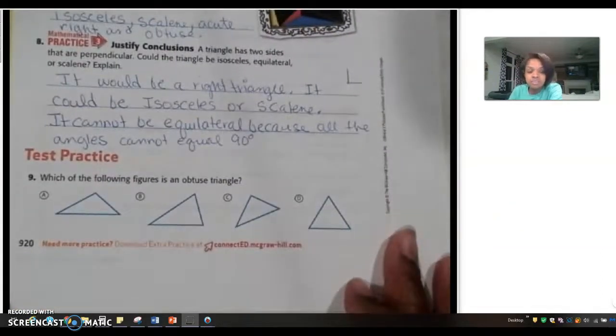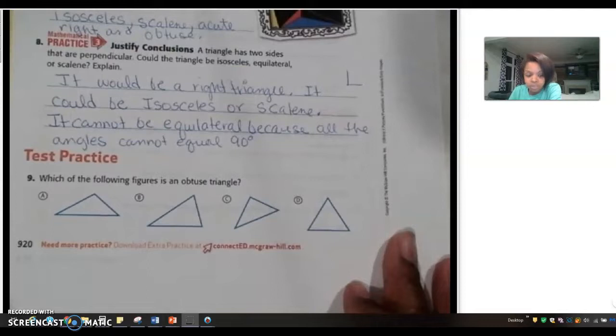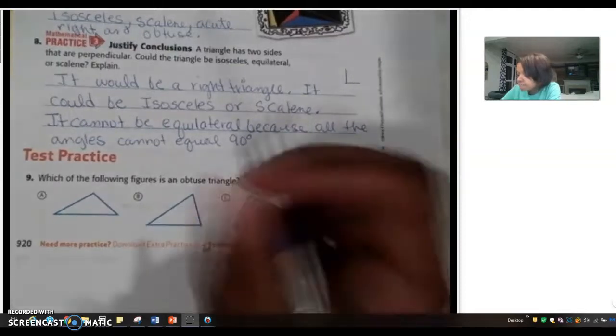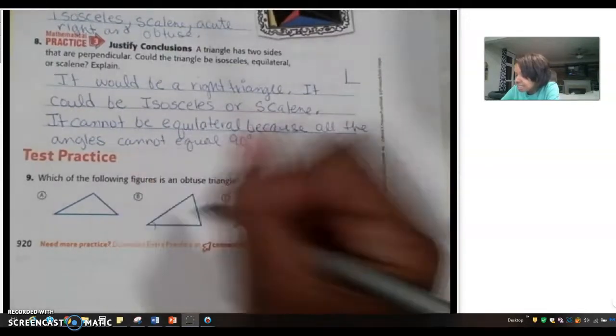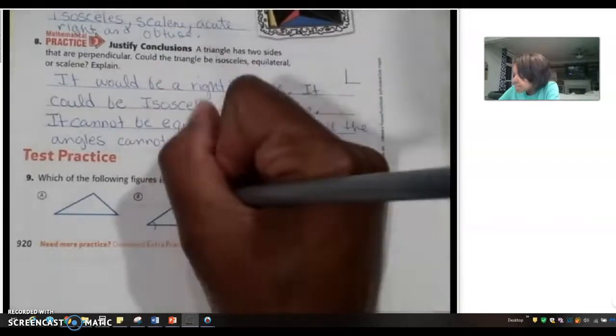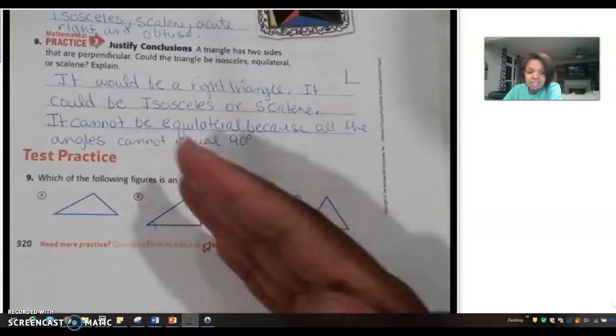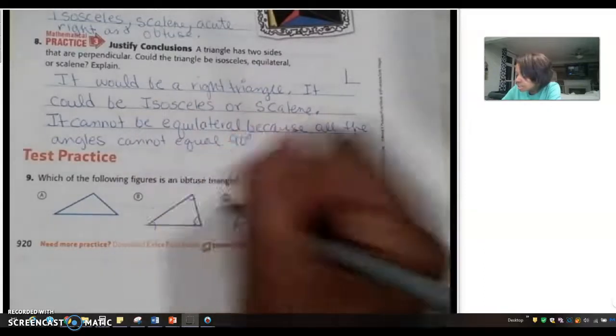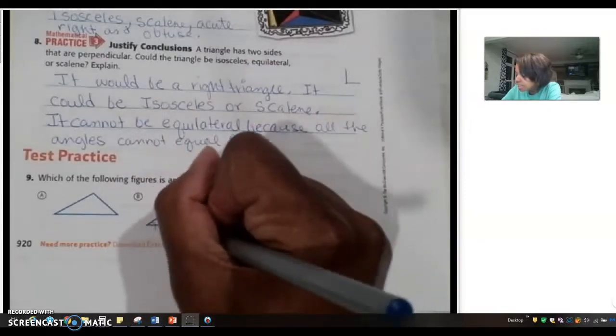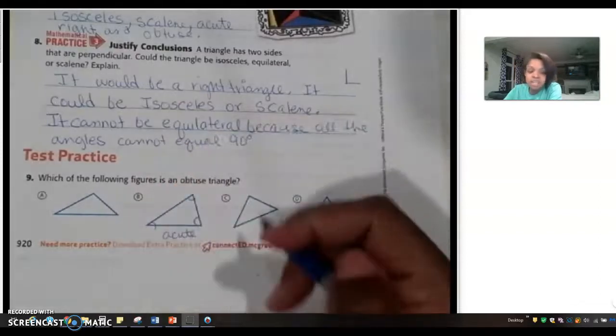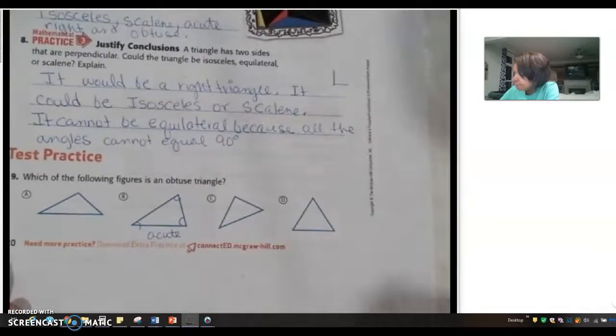All right, so let's look at this last one down here. Which of the following figures is obtuse? All right, so if I'm looking at this, I can see that this is an acute angle right there. This is an acute angle, and this one is not quite 90 degrees. It's kind of slanted, so this is also acute. So I'm going to say acute. And yes, I skipped over the right answer. I know that you guys already know that one.